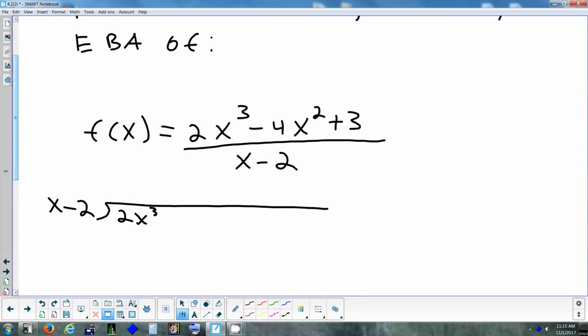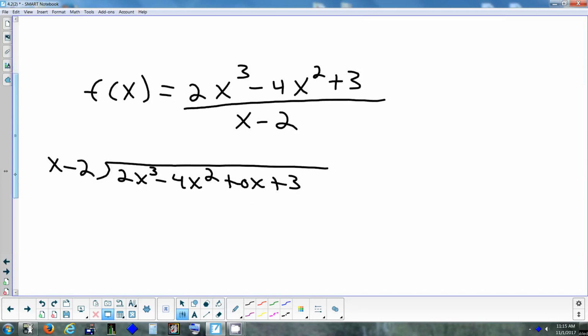Wait, why can't we do synthetic? You could. Oh, okay. You could. We wanted long division. Yeah, somebody didn't want to. Oh, okay. Sorry. But the long division is good to practice because it always works. Synthetic division doesn't always work.